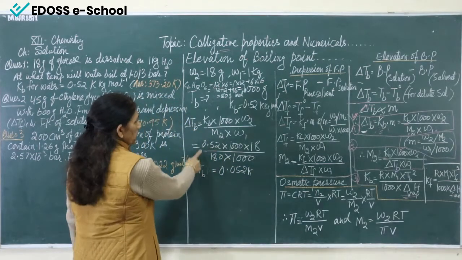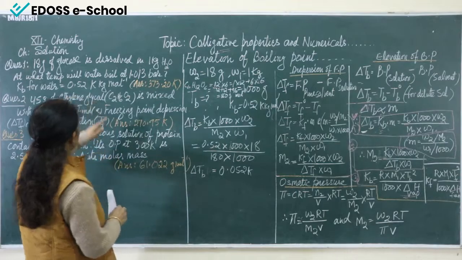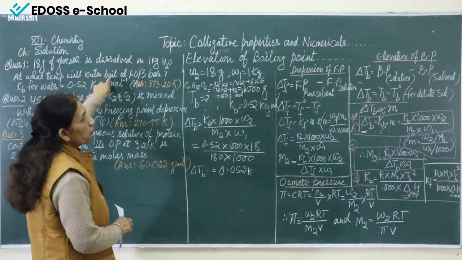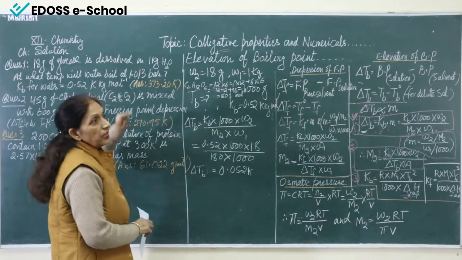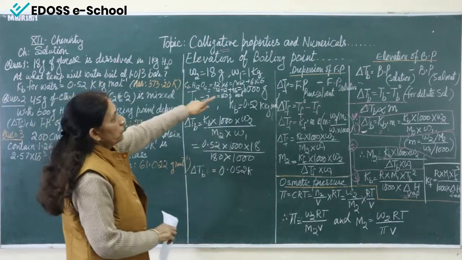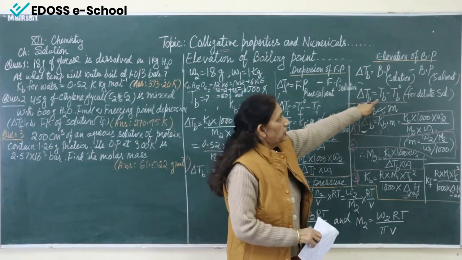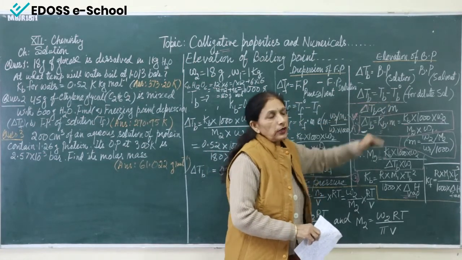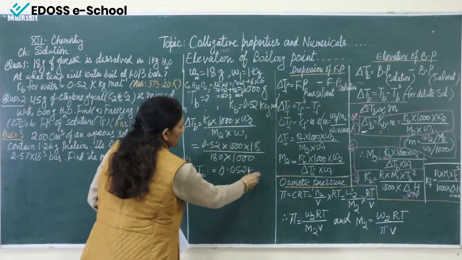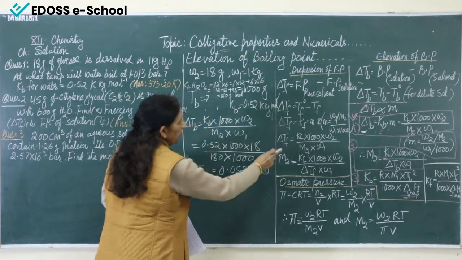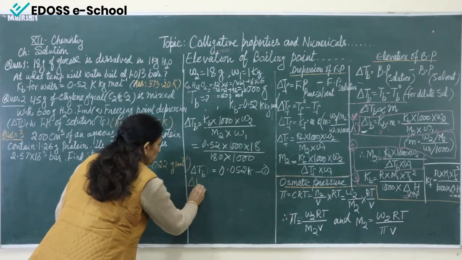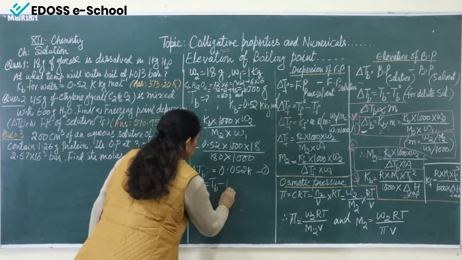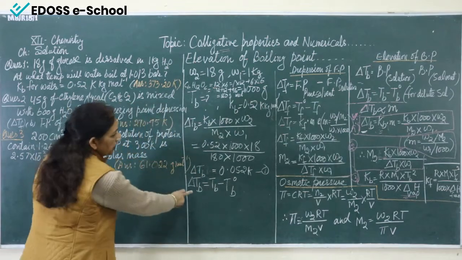After calculating, now see what we have to find. We don't have to find this, we have to find at what temperature will water boil. That means we have to find TB. This is given to us, and this we know. Now see here, in our question only one part we have attempted, and the second part remains. Now write the formula: delta TB is equal to TB minus T naught B.